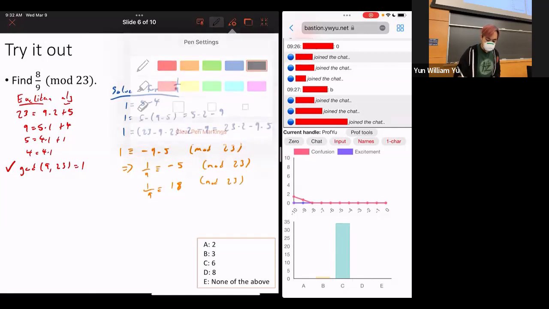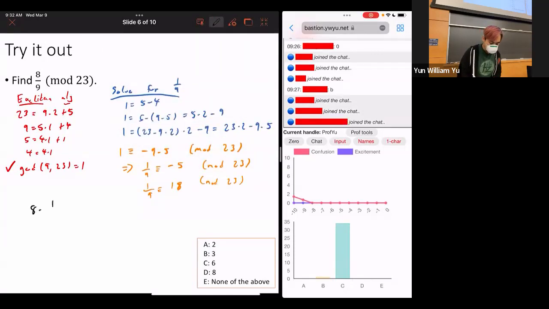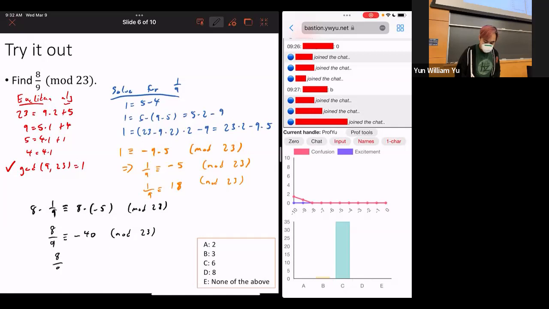And then lastly, you multiply it back through. So what's 8 times 1 over 9? I'm actually going to do minus 5 because it's a little bit easier to multiply. From the minus 5, mod 23. So 8 divided by 9 is equivalent to minus 40 mod 23. Well, you can add back through. So 8 over 9 is equivalent to 6 mod 23. And you can see that just by adding 46 to it.